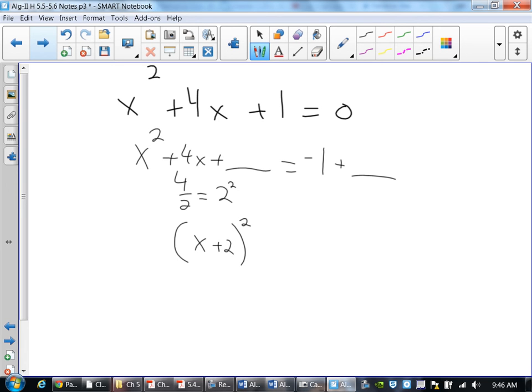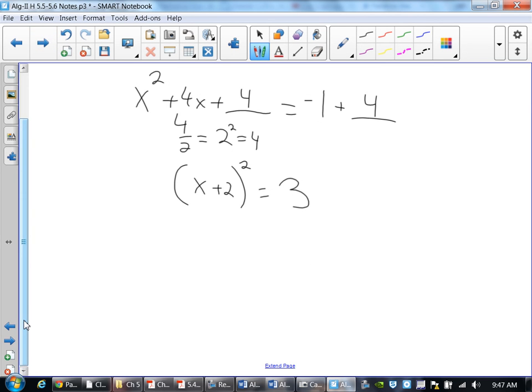I square it, and I get 4. And I add that to both sides. See how fast that is? Now what's negative 1 plus 4? 3. So it's not as scary as it looked. And those are the solutions: negative 2 plus or minus root 3.